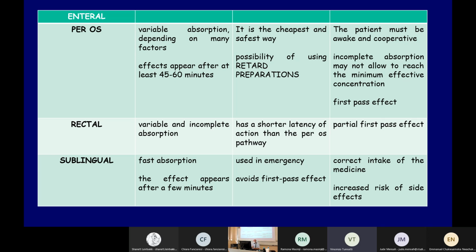Sublingual, under the tongue. This is a very strange but very fast way of absorption. In fact, you see fast absorption because there is a wide capillary net under the tongue, and so your drug can be absorbed very easily.